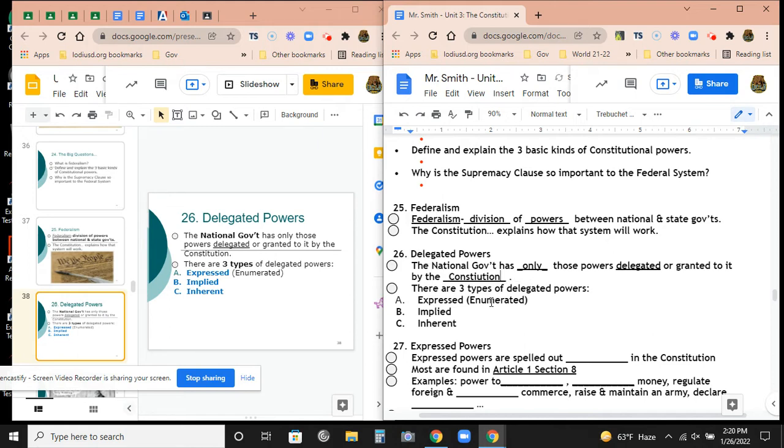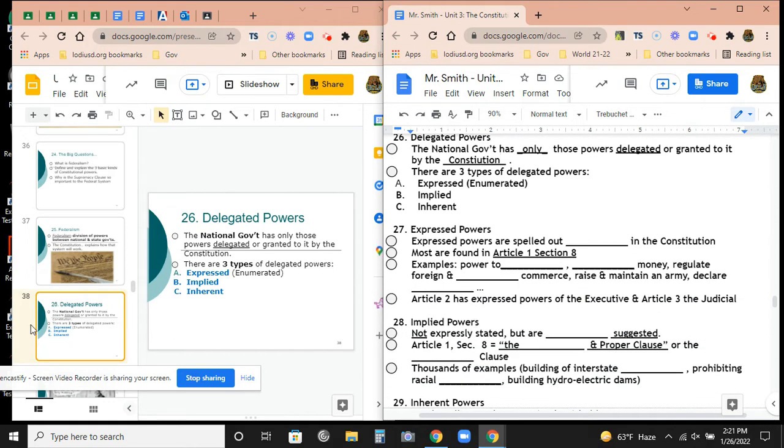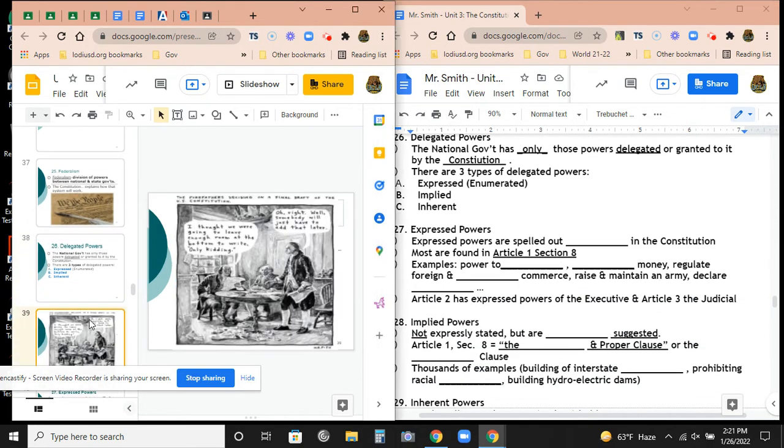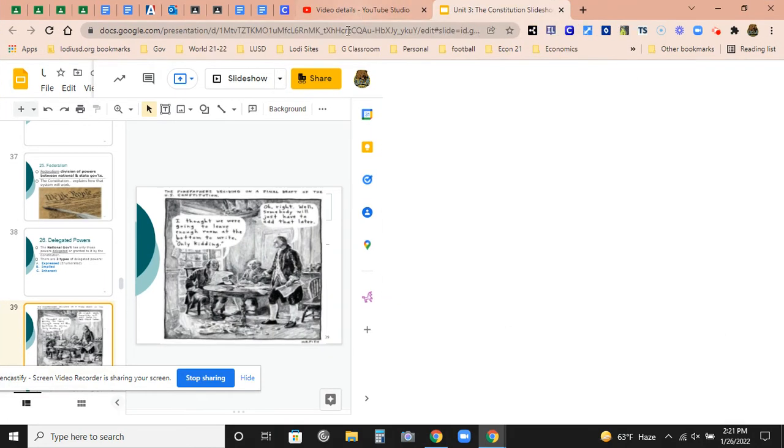You have the expressed or enumerated powers. You have the implied powers that follow from the expressed ones. And then you have the inherent powers that have to be because that's how governments work. Let's look at this cartoon.